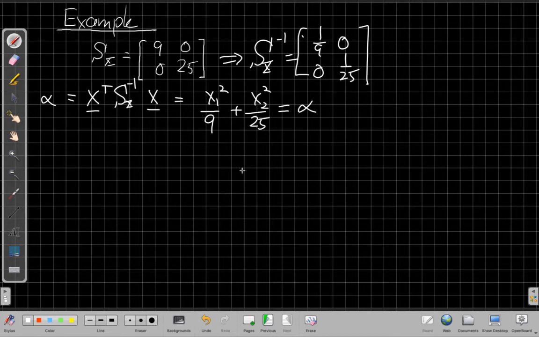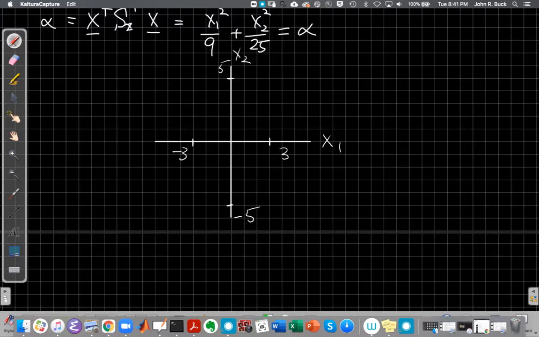I'm looking for points of this form here. If I go sketch this, when x1 is 0, x2 has to be plus or minus 5. And when x2 is 0, x1 needs to be plus or minus 3. And in between, I have an ellipse. So let me sketch that out. If I mark in my axes with x1 and x2 and my intercepts at the origin, it looks like this. So I know that the points of equal probability now would be this ellipse. Let me see if I can draw it.